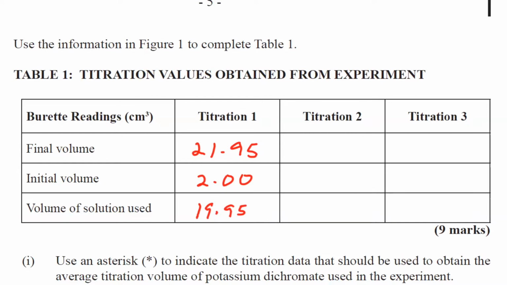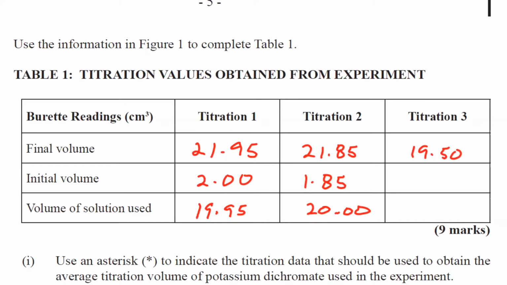In titration 2, the final volume was 21.85, and you can always scroll back to verify. The initial volume was 1.85. So 1.85 from 21.85 will give us 20.00. Titration 3, the final volume is 19.50.